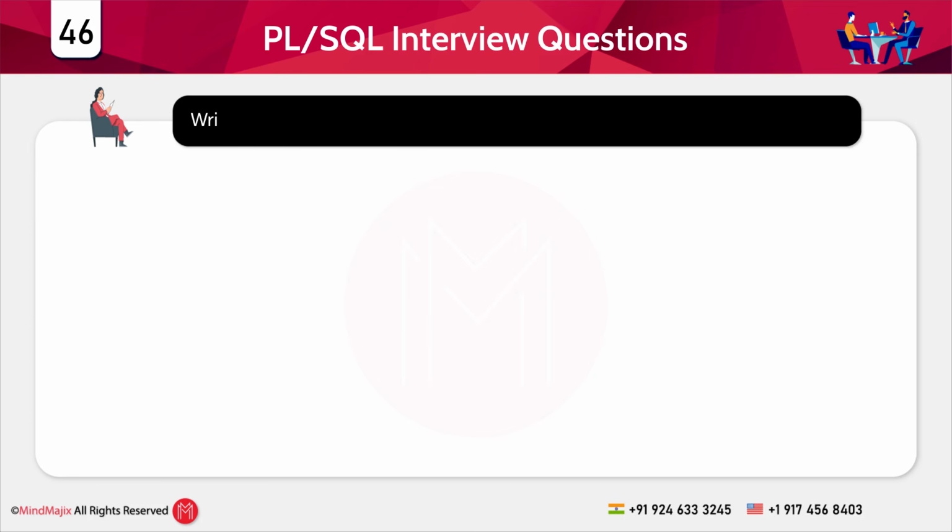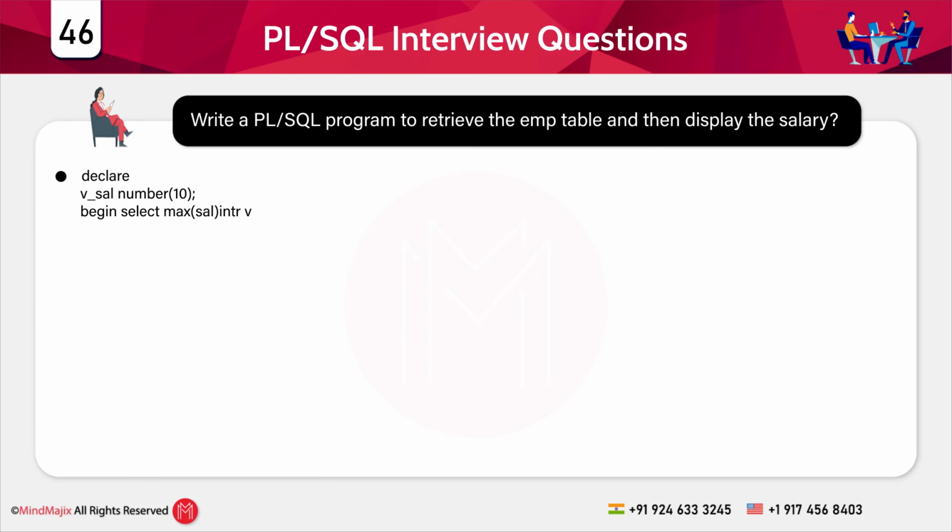The next question is, write a PLSQL program to retrieve from the employee table and then display the salary. For this program, as you can see, you declare a variable vsal, which is a number of size 10. Then you BEGIN, SELECT MAX(salary) INTO our variable vsal FROM employee, where employee is the table. After this, what you print on the screen is DBMS_OUTPUT.PUT_LINE(vsal), and then END and a semicolon. This is another very simple program that you must know.